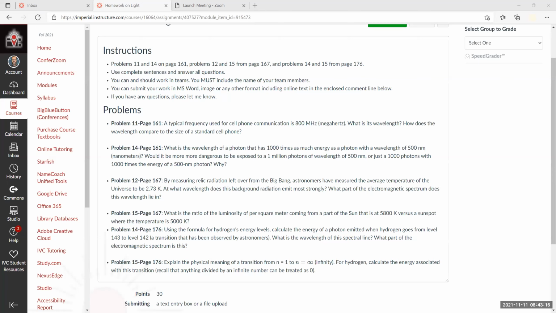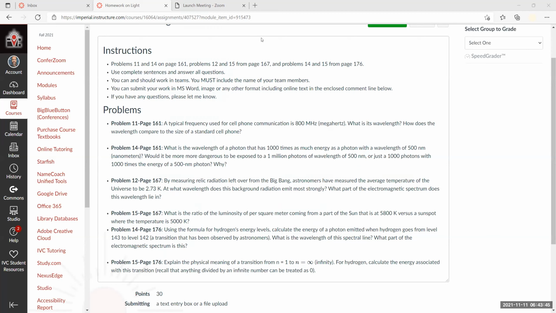These are the problems that we have to work out. As you can clearly see, the problems are from pages 161, 2 of them, from page 167, 2 of them, and from page 176, 2 of them. These concern units 22, 23, 24, and 25, on light, basically, and how light is used to study the universe and how it's used in astronomy.